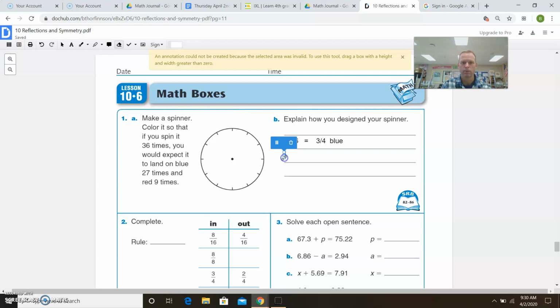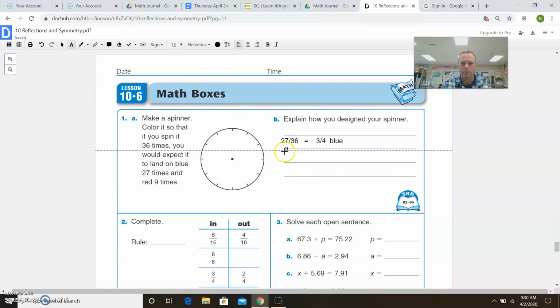Okay, so I'm guessing that you can figure out what 1/4 of that spinner is going to be. So if we go back and we say 9 out of 36 are going to be red, well, same thing. We're going to divide both 9 and 36 by 9. 9 divided by 9 is 1. And 36 divided by 9 is 4. So 1/4 of that spinner would then be red. Okay, so I'm going to let you figure that part out.